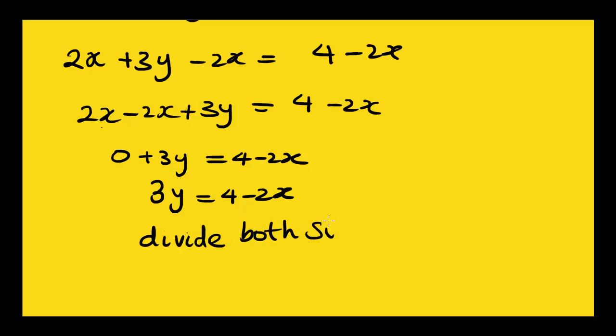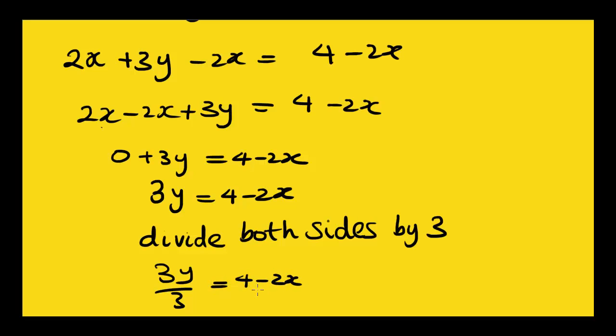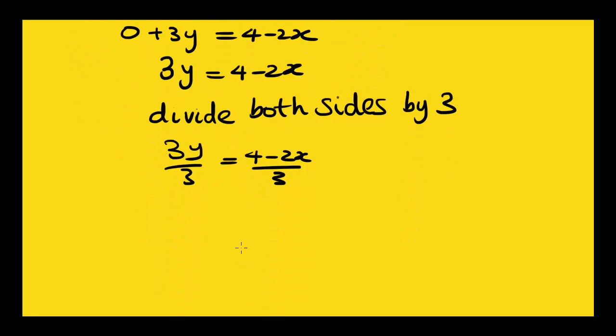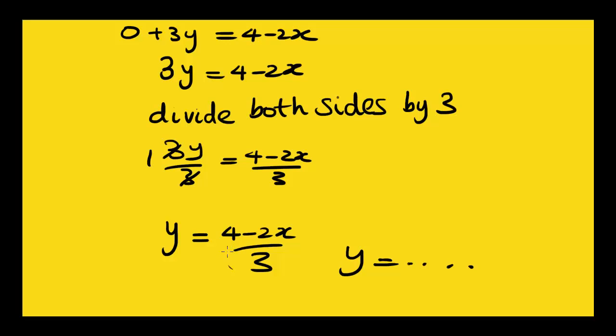Remember, in the rules I showed you, you can divide the left hand side and right hand side of the equation by a number, which is what I'm going to do here. If I divide both sides by 3, I have 3y over 3 equals 4 minus 2x over 3, and I have y equals 4 minus 2x over 3. Now you can say that y is equal to something, and that something is 4 minus 2x all divided by 3. So what we've just done is we've made y the subject of formula.